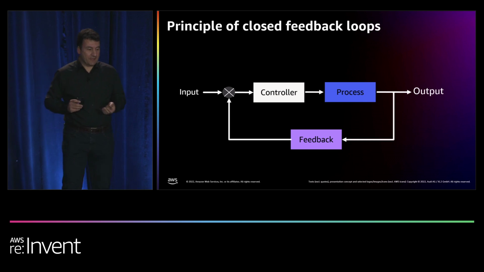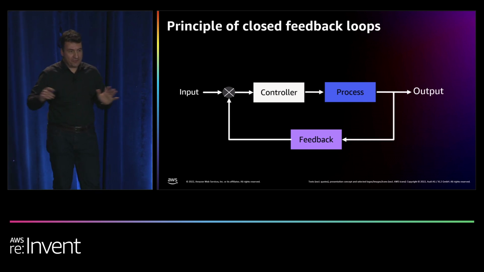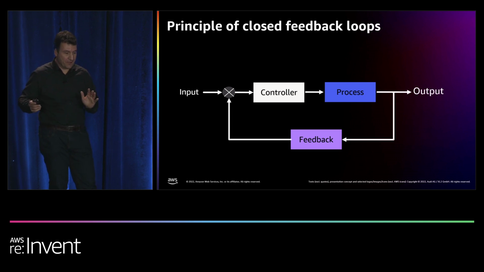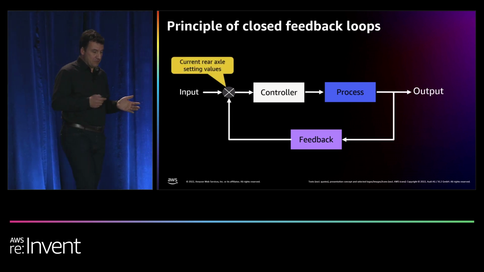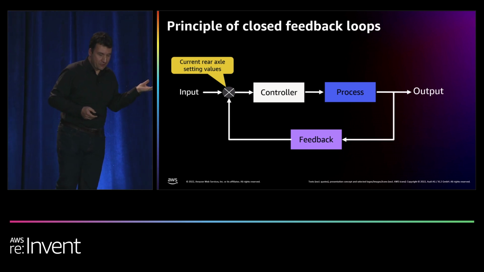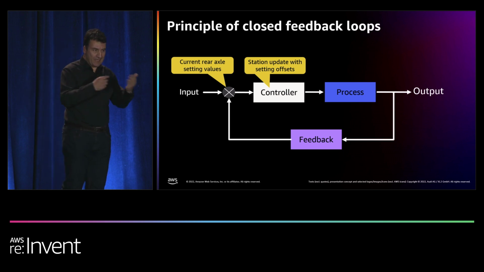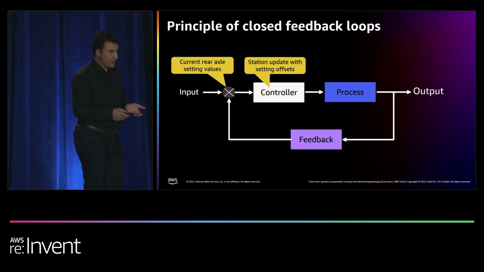Also a theoretic thing here. The principle of closed feedback loops. Some of you may know it from physical or mechanical systems. So also here the example with the rear axle setting value. This is the current value. This is then given to the controller. The controller updates the station with the setting offsets.